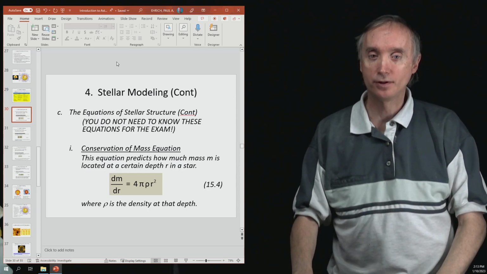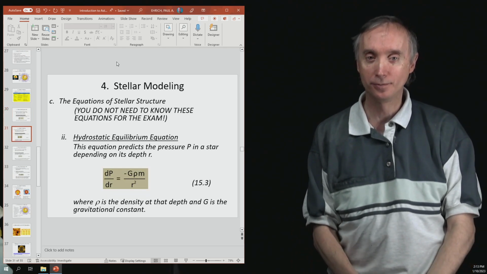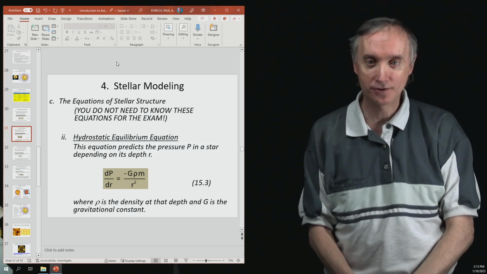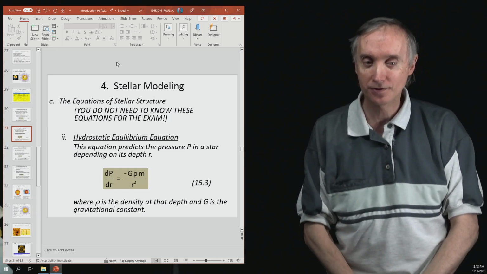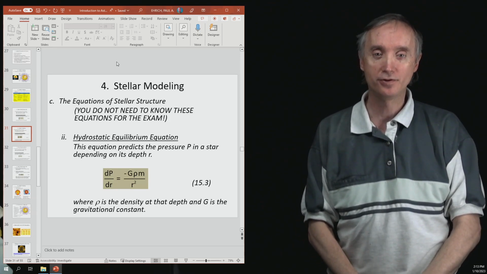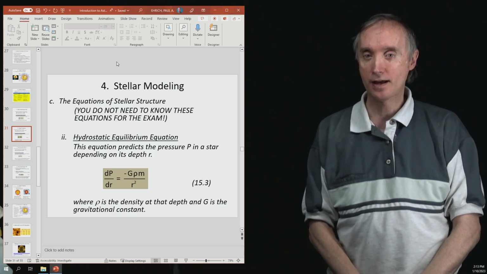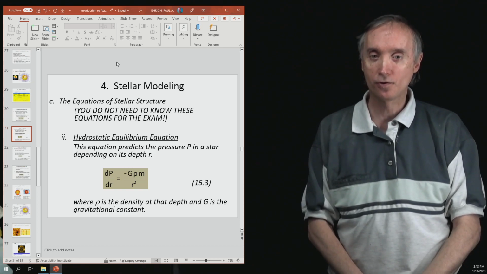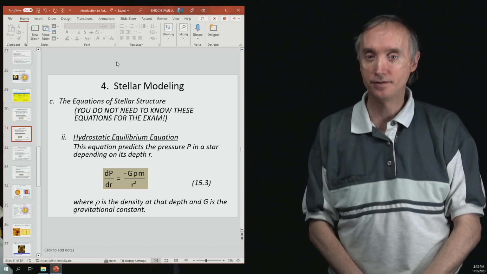Now let's go to our next one. So the next formula is called the hydrostatic equilibrium equation. So again, don't worry about these equations. It says in big bold letters up there, you do not need to know these equations for the exam. I'm just showing them to you. But you should recognize the letter P. So capital letter P stood for pressure. So this formula is going to help us to calculate the pressure at different depths inside the sun.